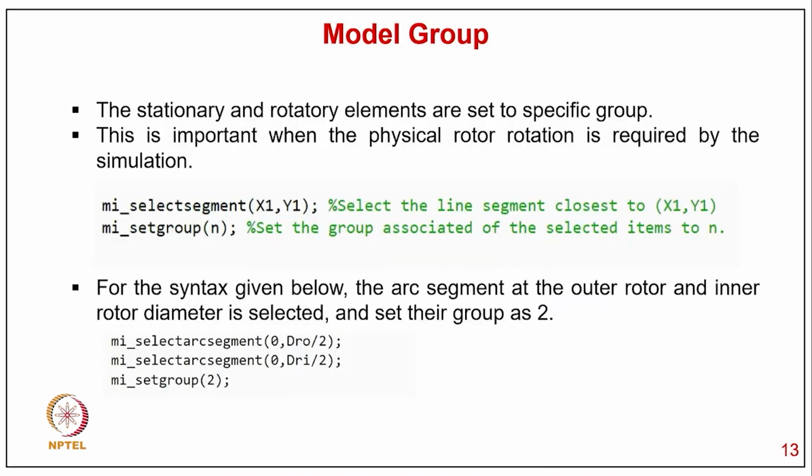Now the stationary and rotary model as a model group: the stationary and rotary elements are set to a specific group, and this is important when physical rotor rotation is required by the simulation. So MI select segment X1, Y1 and MI set group N. For the syntax given below, the arc segment at the outer rotor and inner rotor diameter is selected and their group is set as 2. MI select arc segment 0, DRO by 2. MI select arc segment 0, DRI by 2 and MI set group 2.